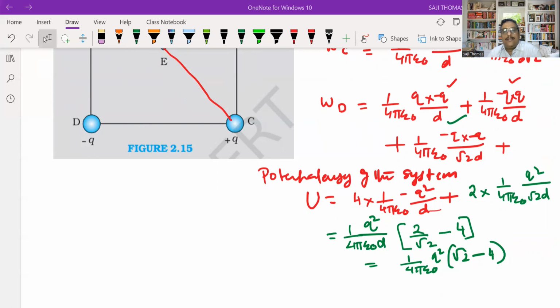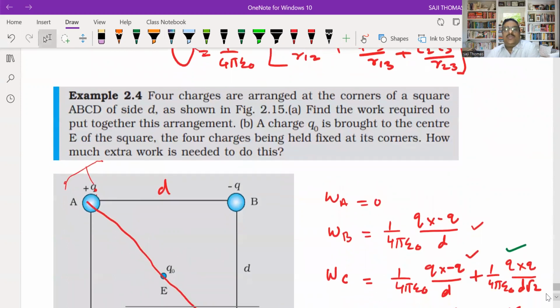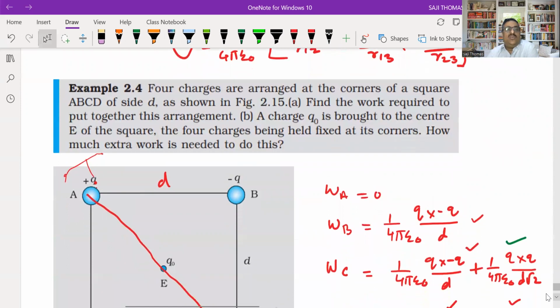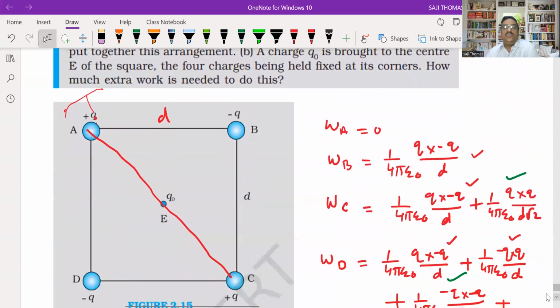Okay. Now, so this is how you find out the potential energy. Now there is one more question. What was the second question? See the second question, B part. A charge Q0 is brought to the center E of the square with 4 charges held at its corners. How much extra work is needed to do this?